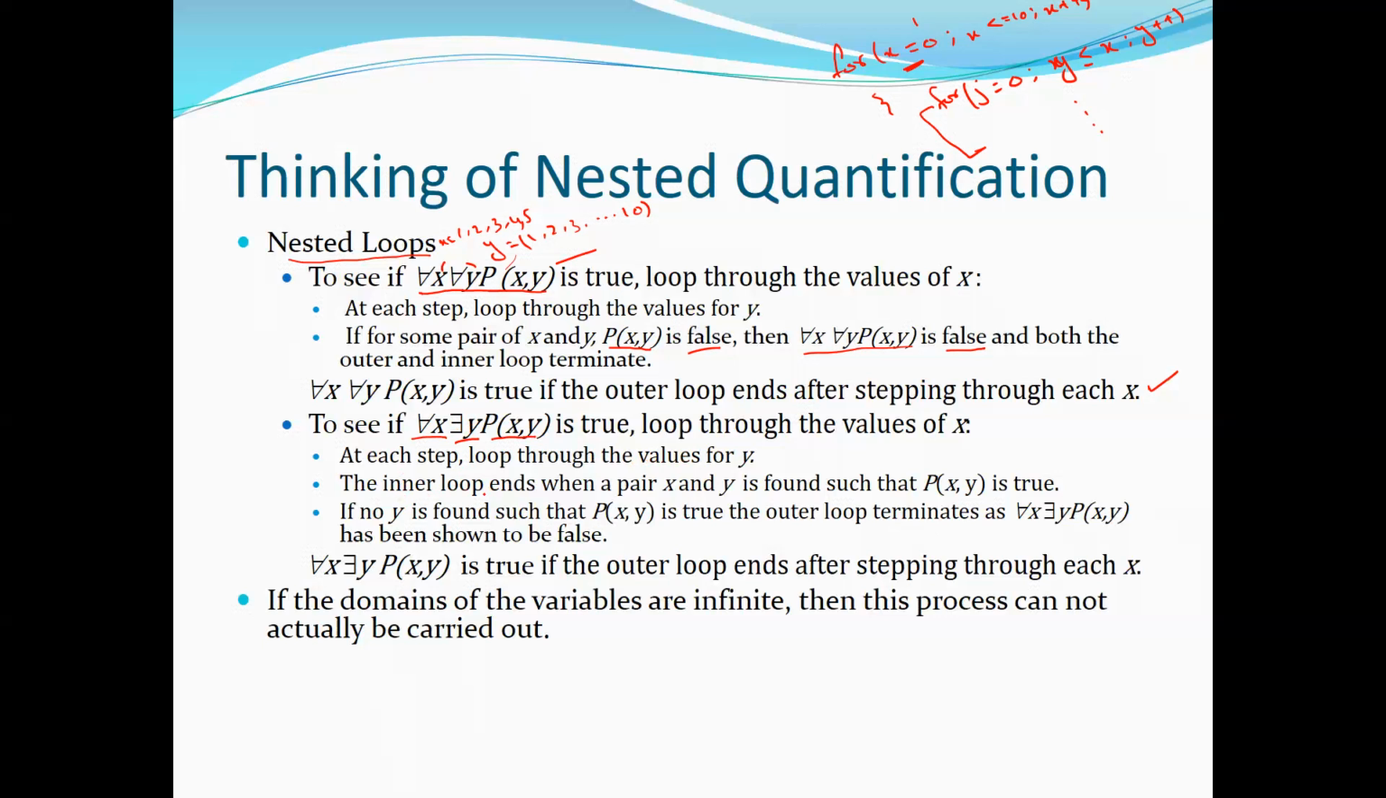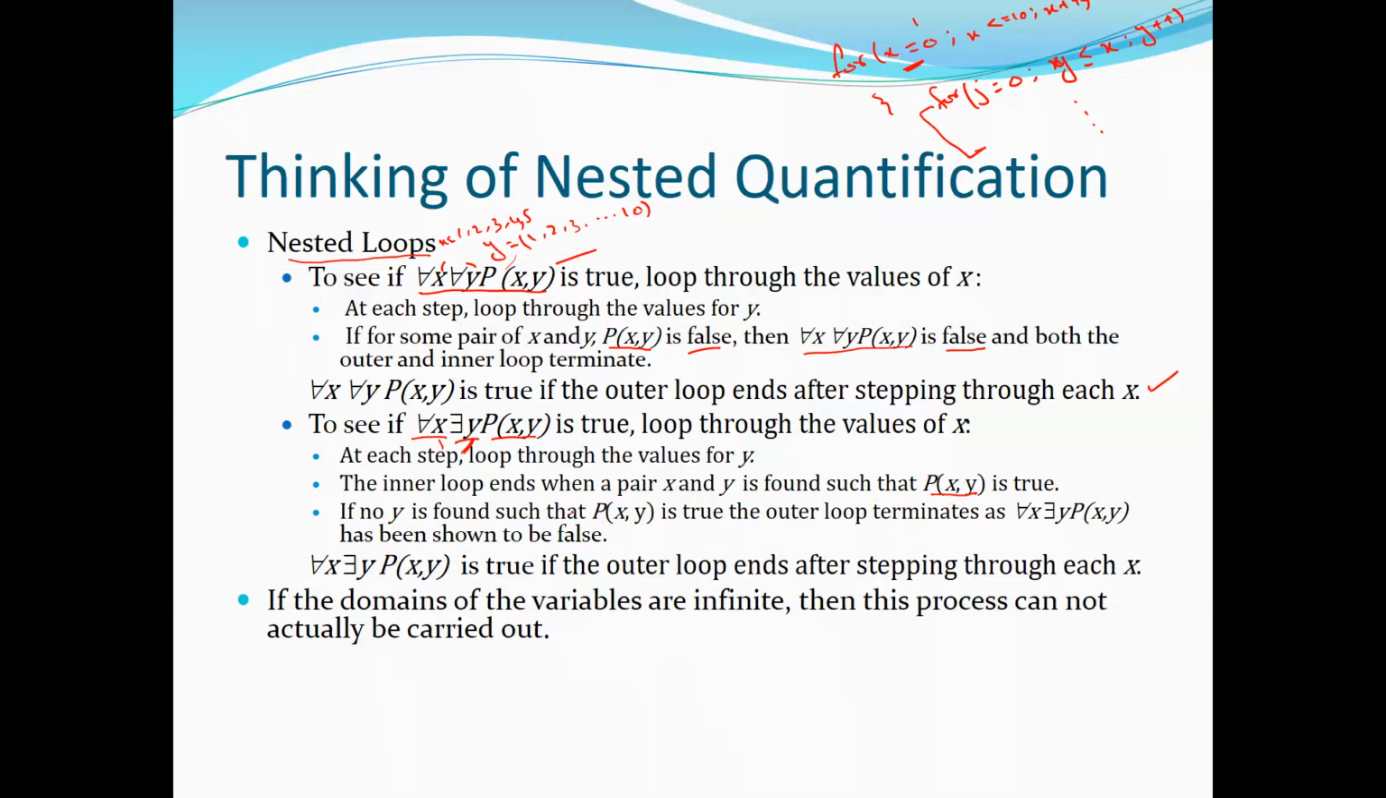The inner loop ends when a pair x and y is found such that P of x, y is true. If a single pair is true, the value is true. Why? Because it says for all x there exists y, at least one y for which this is true. So this will become true when at least one of the pairs becomes true, right? So the inner loop ends when a pair x and y is found such that P of x, y is true.